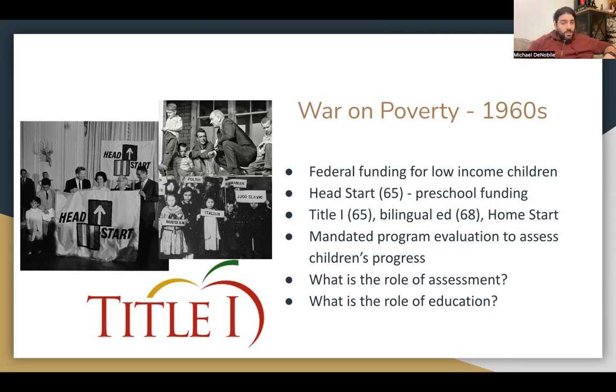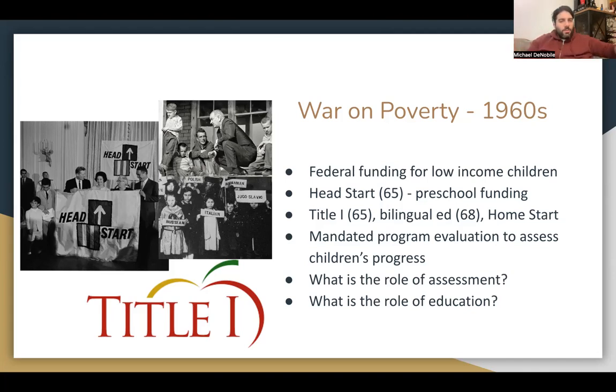Head Start was established in 1965. This had to do with preschool funding. Title I funding also starts in 1965. Bilingual education starts in 1968. Home Start is a function of Head Start, but with the idea of providing funding in order to help parents with preschool while the children are still at home. How can we help start the education of children before they even get into their first classroom?